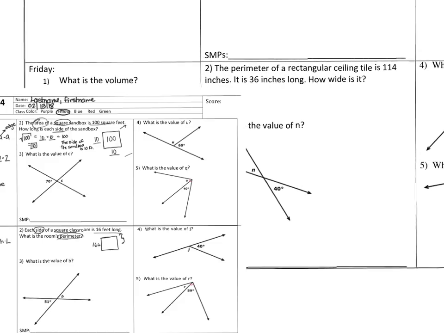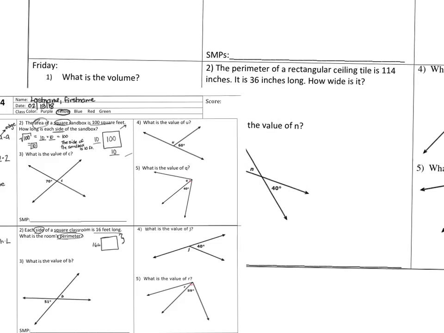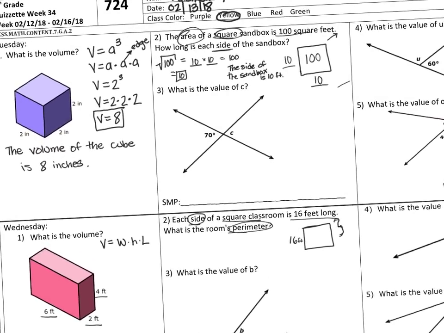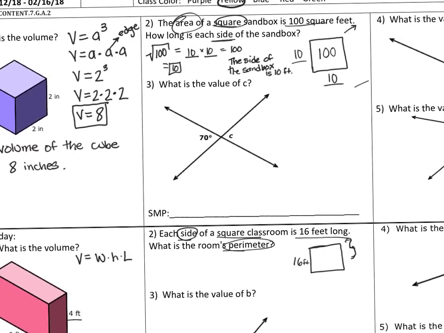It says the perimeter of a rectangular ceiling tile is 144 inches. So again, it's giving you the perimeter. And it's saying that it's 36 inches long. How wide is it? So you're trying to find the side lengths, the width. I'll let you guys figure that one out because I want you to reason abstractly and quantitatively. Now let's go back to Tuesday number 3. We're done with number 2.